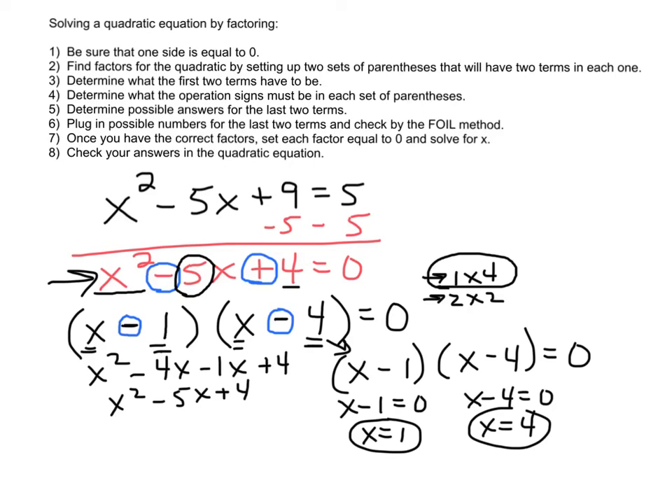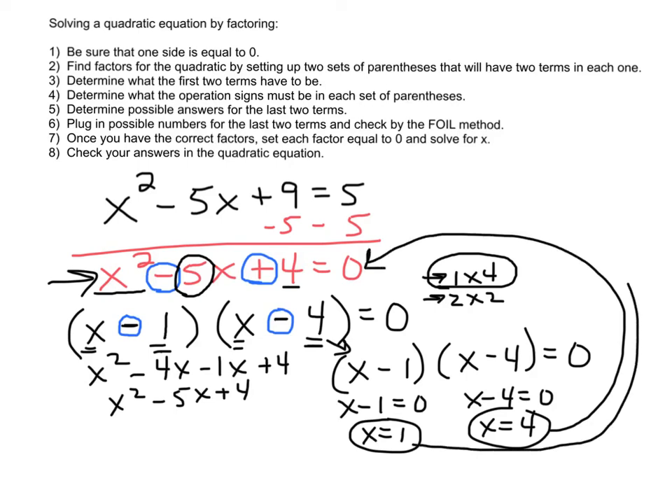Then, once again, the very last thing it says is to check your answers in the quadratic equation. So I would come back up here to my quadratic equation for both of these. I would put both of those in for the x and see if I get 0. And I will leave that to you. It certainly would work and give you 0 for the answer.